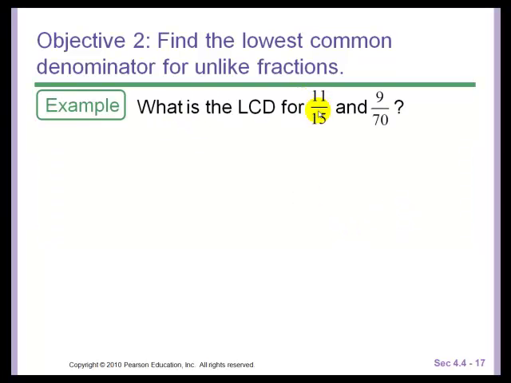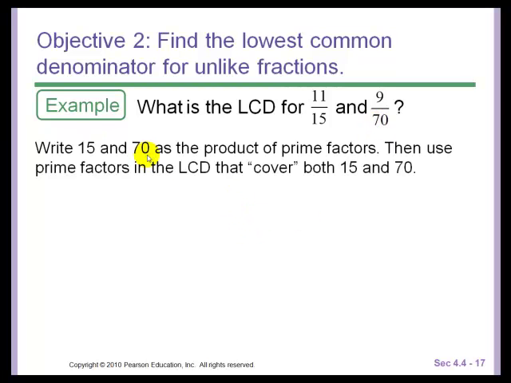What is the LCD for 11/15 and 9/70? Same thing. We don't want to just multiply 15 and 70. That would give us too big of a number and make your arithmetic very unwieldy. So start with the prime factors of both of them and then find a combination that covers both without any duplication. 15 is 3 times 5. 70 is 2 times 5 times 7.